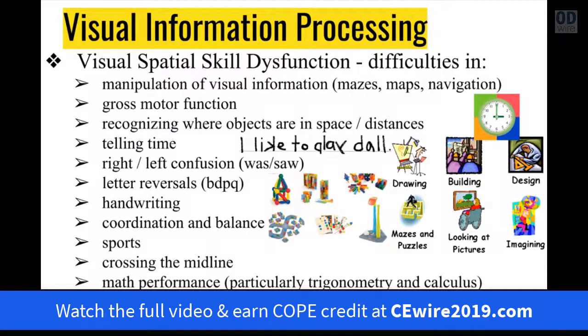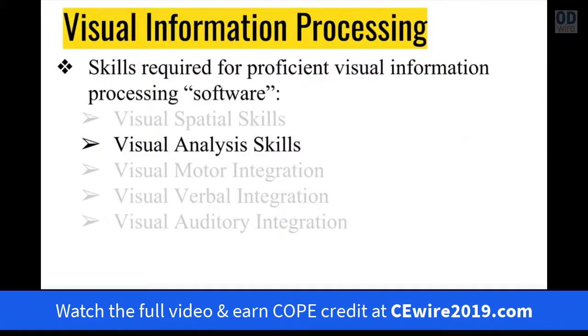So if someone has a dysfunction in visual spatial skills, they're going to have deficits in manipulating visual information, so mazes, maps, navigation, difficulty in gross motor function, telling time, right-left confusion, so reading was as saw and vice versa, reversals of letters, difficulty crossing the midline, difficulty with trigonometry and calculus, and so on.